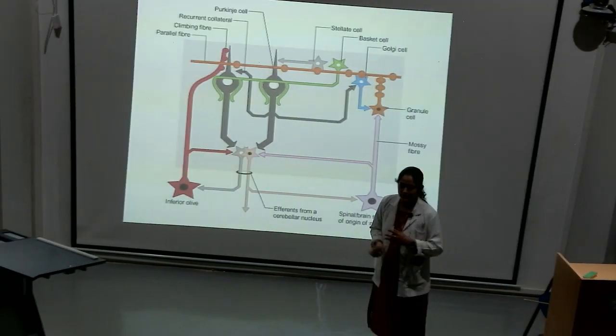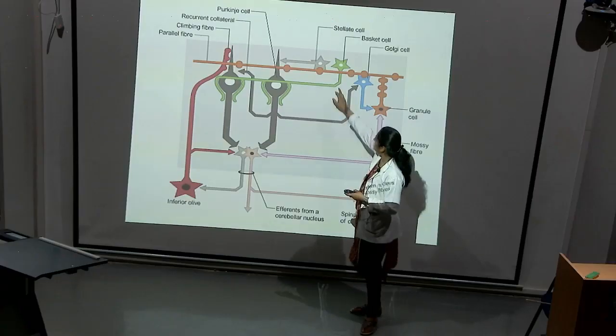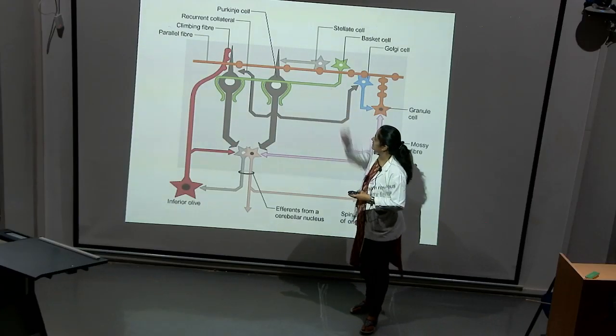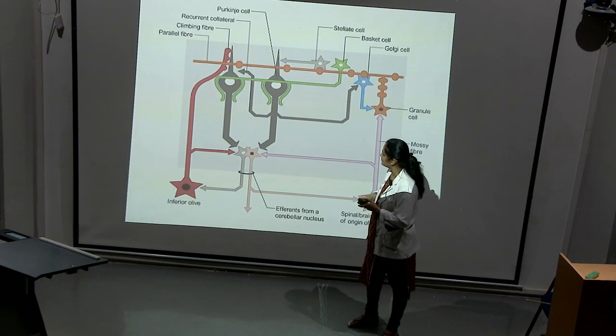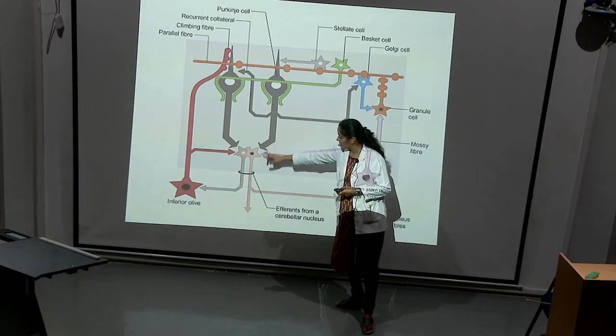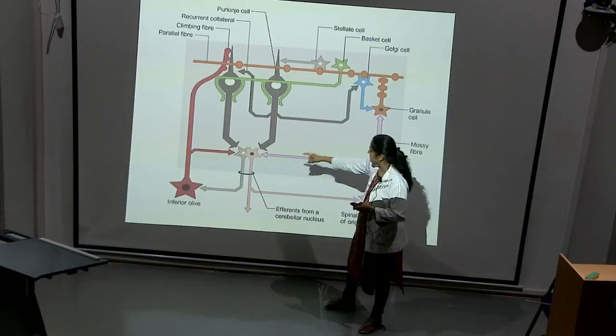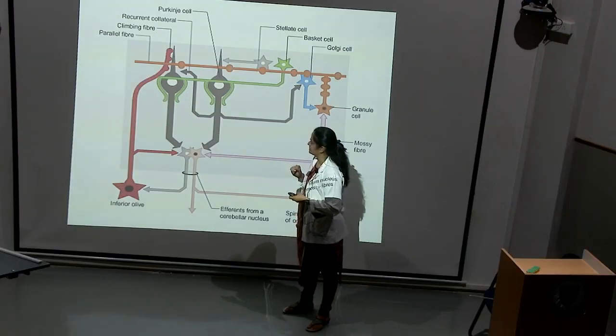So here we are just going to do a brief review. In the molecular layer, you are going to see basket cells and stellate cells, the gray colored ones. In the middle, these flower shaped cells are your Purkinje cells, and innermost in the granular layer, you are seeing the granular cells and Golgi cells.